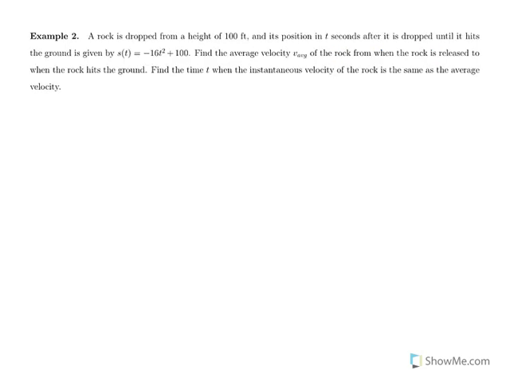All right, second example, we have this word problem. A rock is dropped from a height of 100 feet, and its position in t seconds after it's dropped until it hits the ground is given by s of t equals -16t squared plus 100. Find the average velocity, we're going to call that v average, of the rock from when the rock is released to when the rock hits the ground. Find the time t when the instantaneous velocity of the rock is the same as the average velocity.